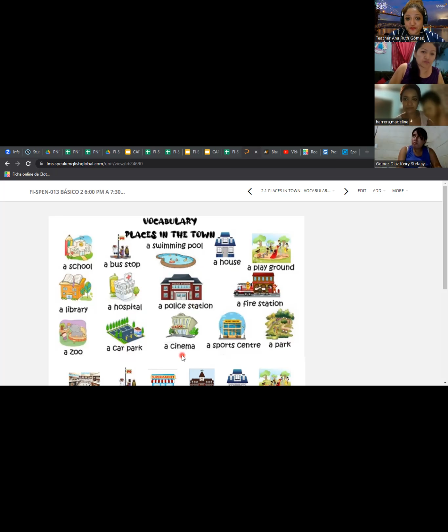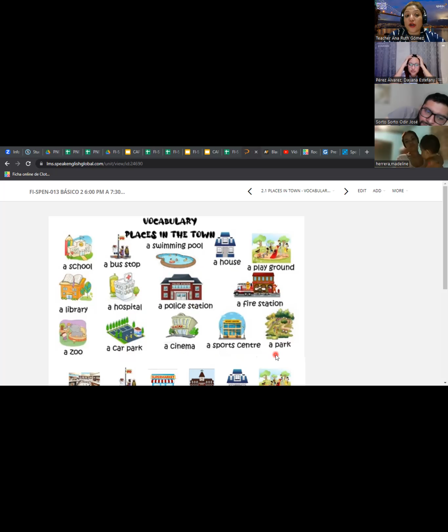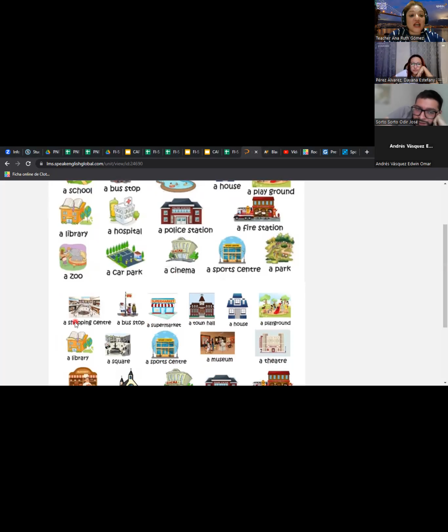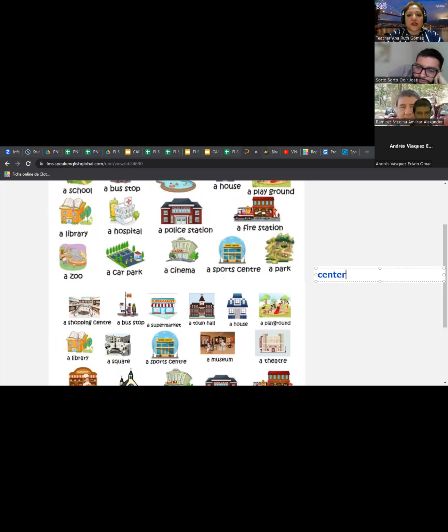A cinema. Yes. All right, a sports center. Yes. A park? Yes. All right. And then we have others. A shopping center? Yes. Okay, pay attention. American English center. British English like this. It is similar to color in American English, like this, and in British English like this. Okay. Got it? All right. Very good.